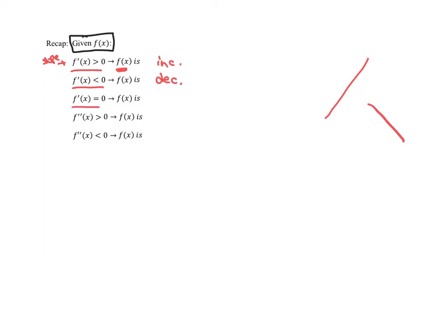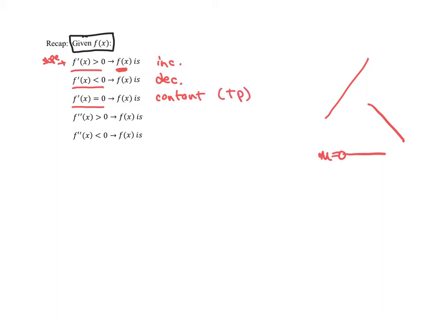Now, if the slope is equal to 0, it's flat, okay? What happens there is we have a constant, or we have a turning point.